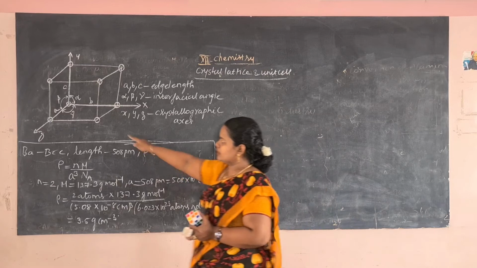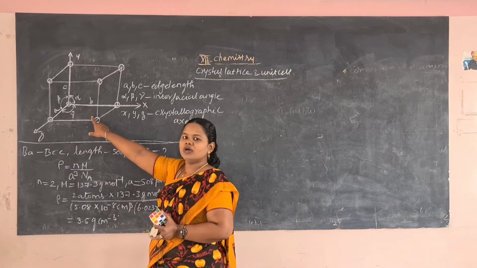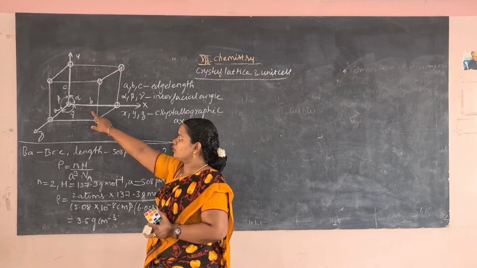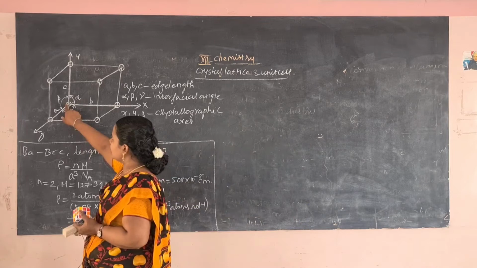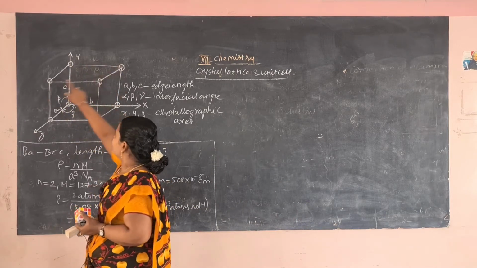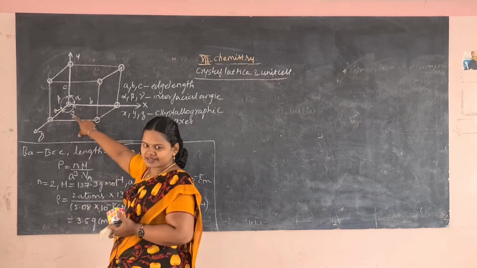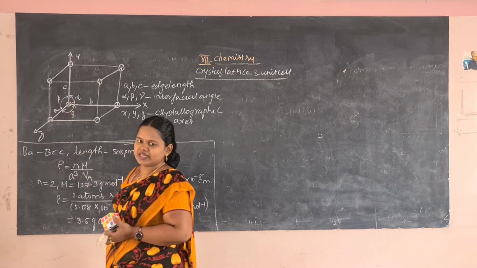I have drawn the structure of a cube. I want you to practice this at home. Draw the structure of this cube, and in this cube you can see 8 edges: 1, 2, 3, 4, 5, 6, 7, 8. The edge lengths are given by the variables a, b and c.